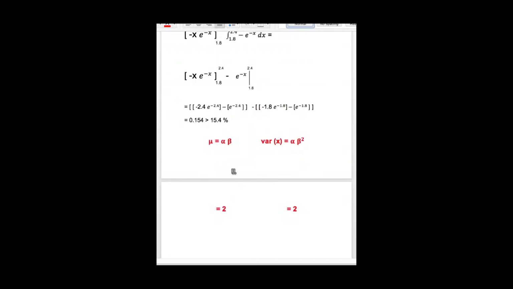And then if you want to search for the mean and variance, the mean is alpha multiplied by beta, equal to 2, and the variance is alpha multiplied by beta squared, with alpha equal to 2 and beta equal to 1. We just substitute the numbers into this function, and then we get the answers for the mean and variance. That's all for us.